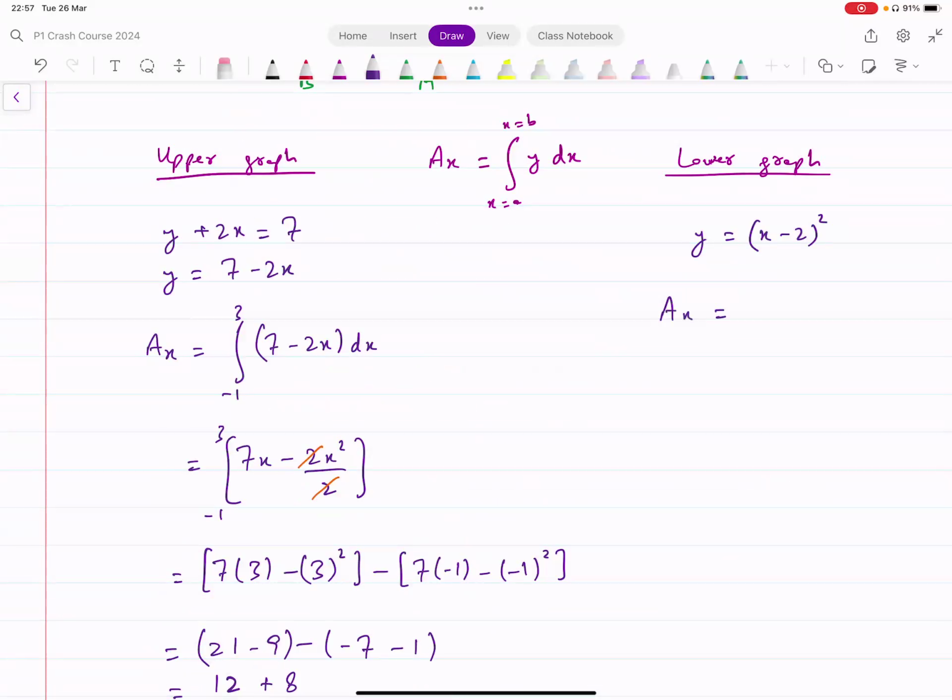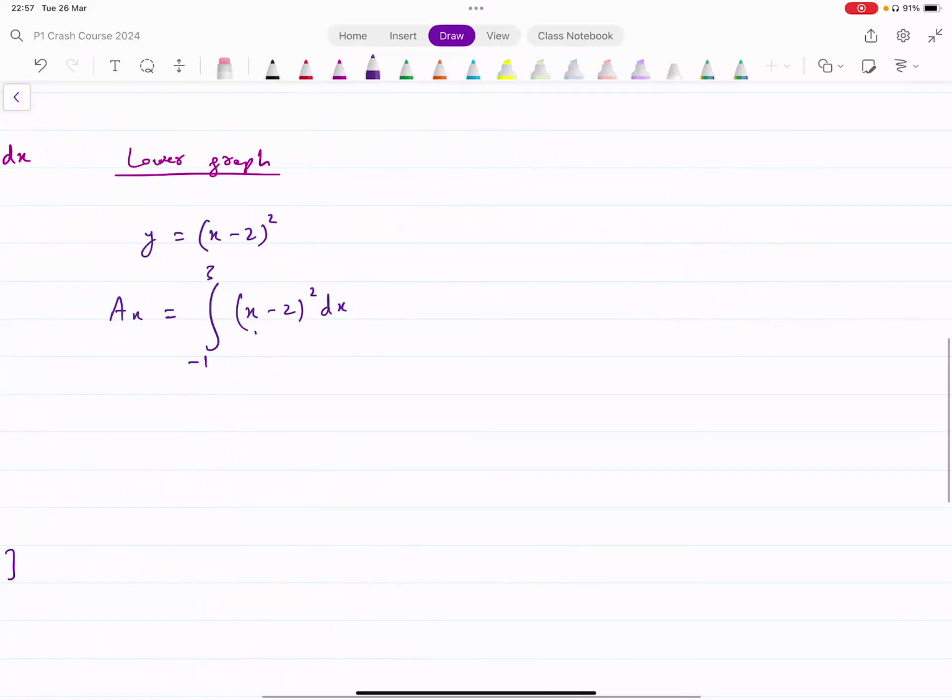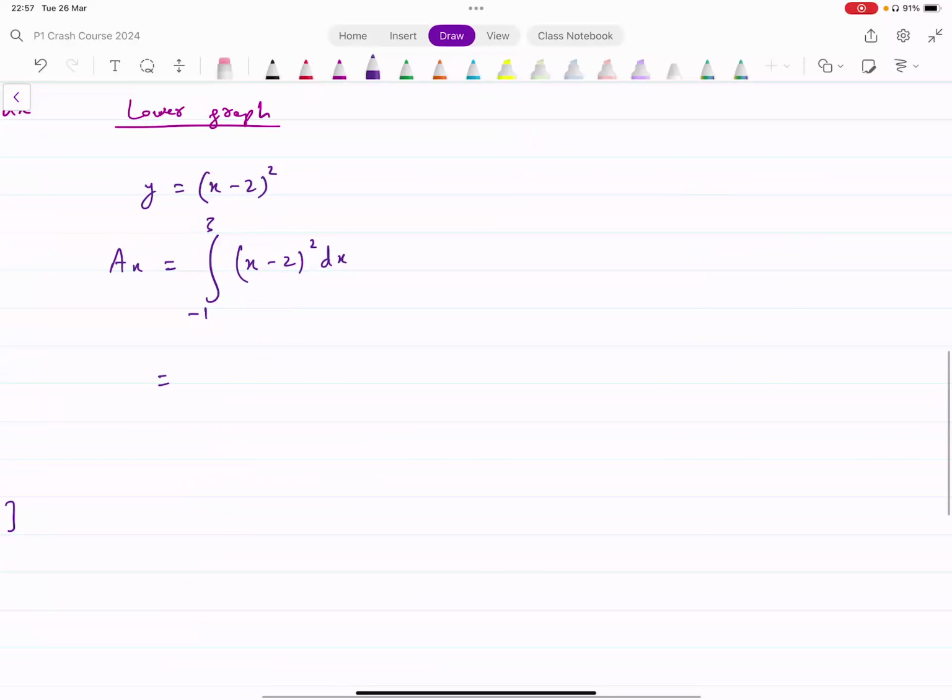Find the area between this graph and x-axis. (x minus 2) whole squared. Limits are from minus 1 to 3. You need to integrate it and input the limits. Now, the base of this power is linear. That means we can use the power rule on this directly. We don't have to expand it. We can just use the power rule directly. (x minus 2) whole raised to power 3 divided by 3 and divided by the derivative of what is inside the brackets, that is 1. That's the integral. Input limits from minus 1 to 3.